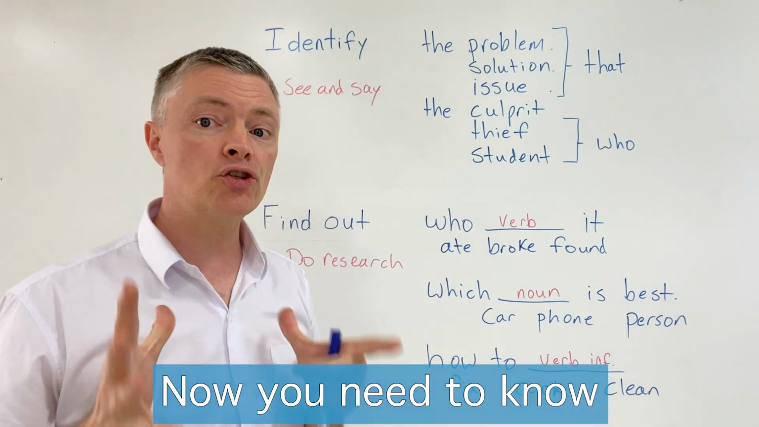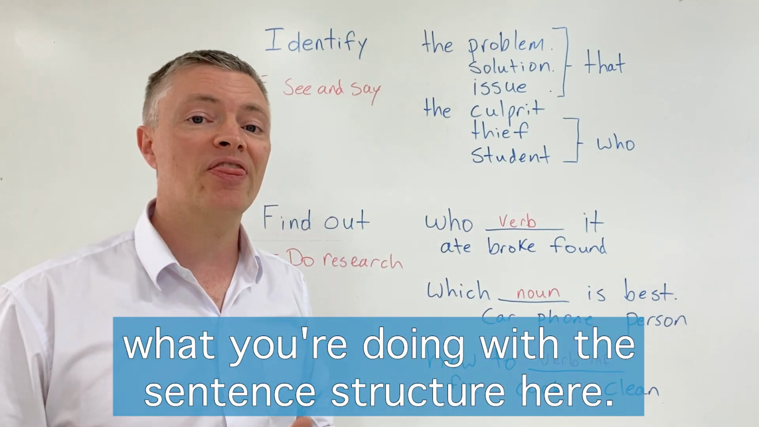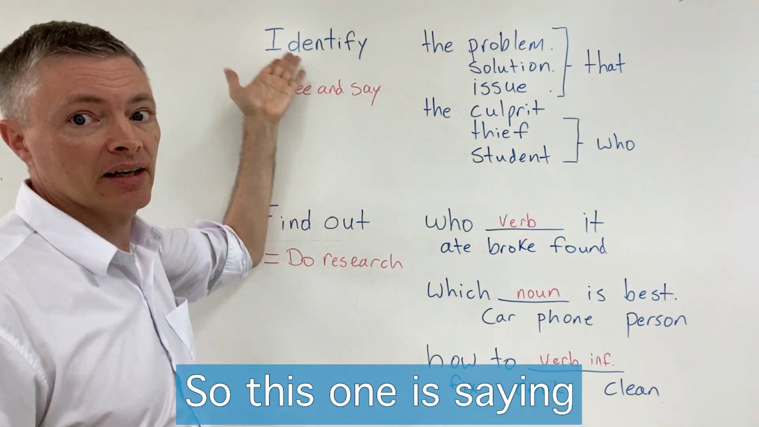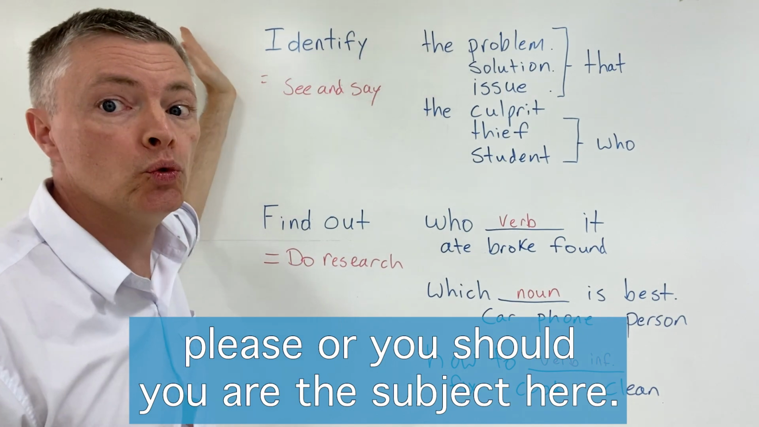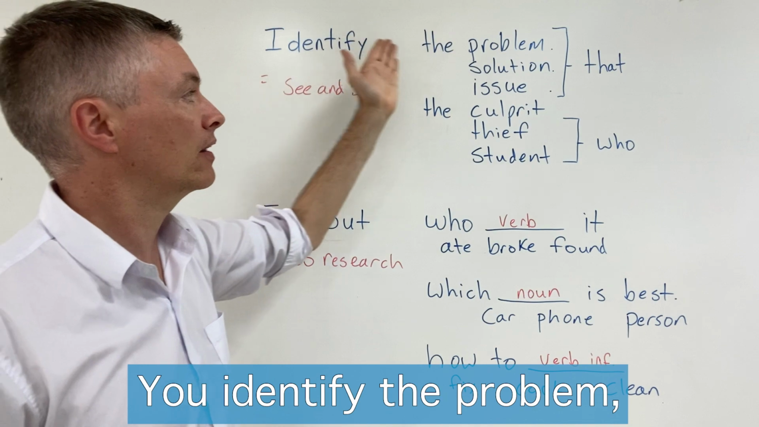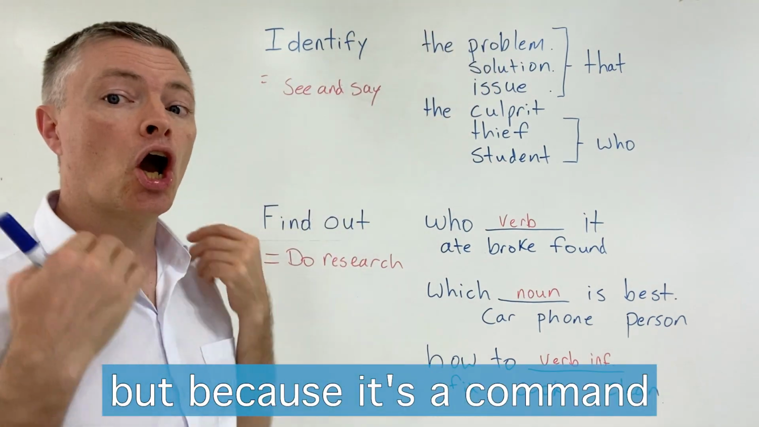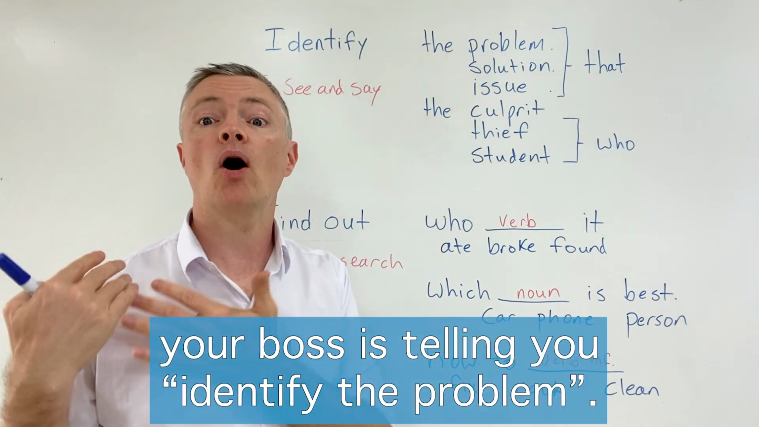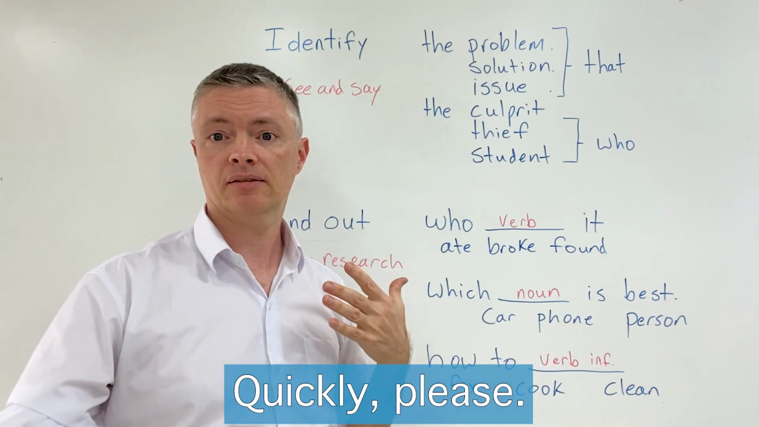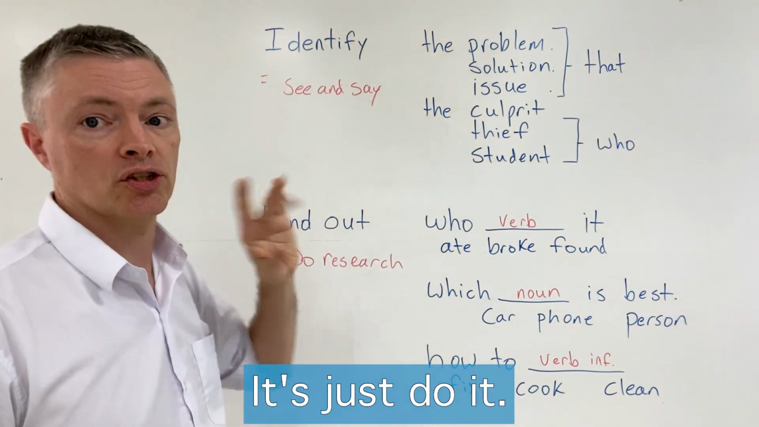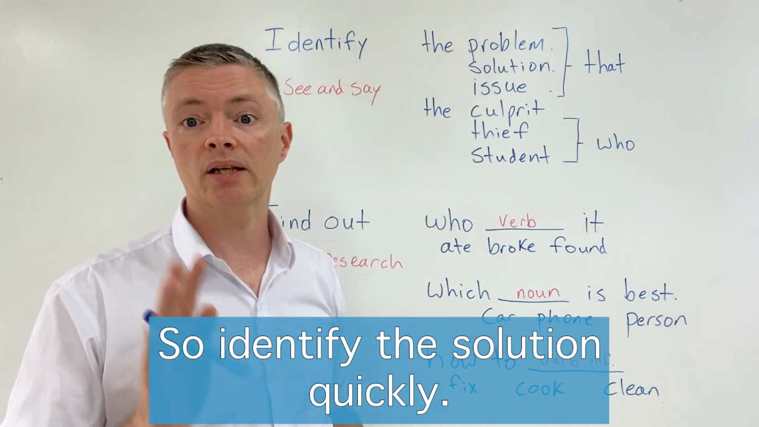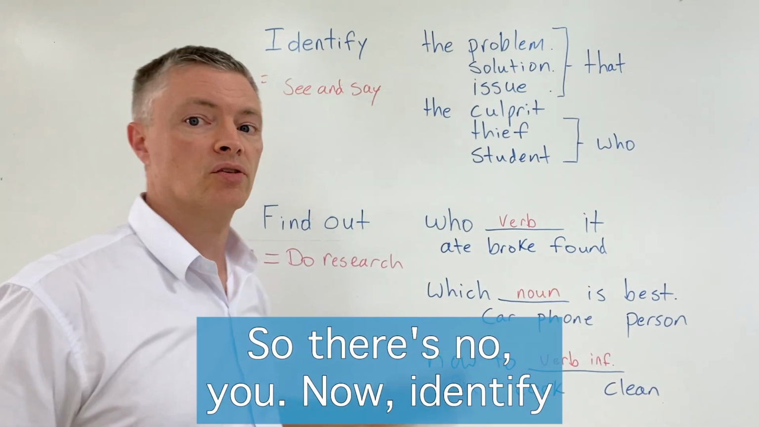Now, you need to know what you're doing with the sentence structure here. So this one is saying, please, or you should, you are the subject here. You identify the problem. But because it's a command, your boss is telling you, identify the problem quickly, please. There's no you, it's just do it. Okay, so identify the solution quickly, please. Do it, right? So there's no you.